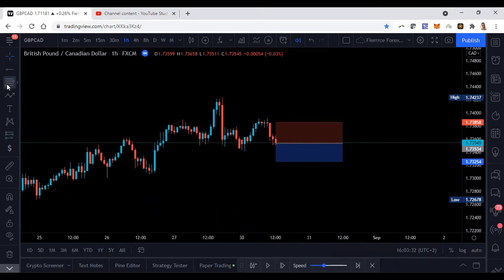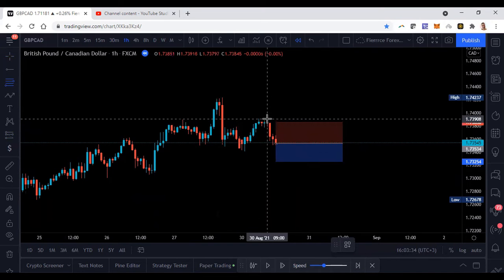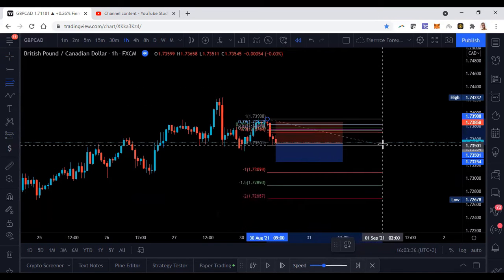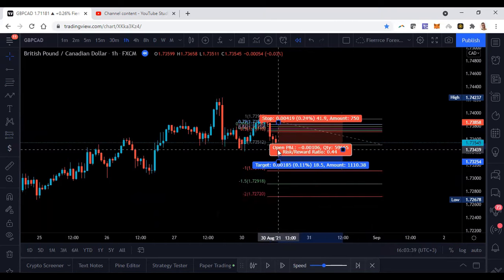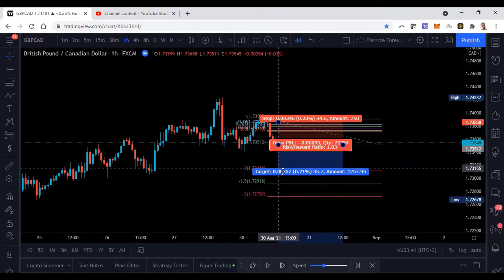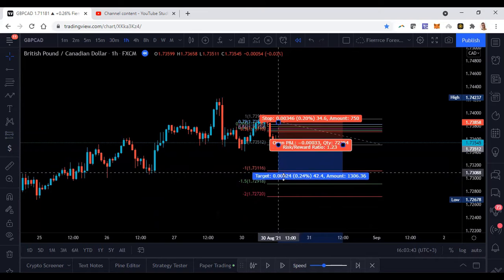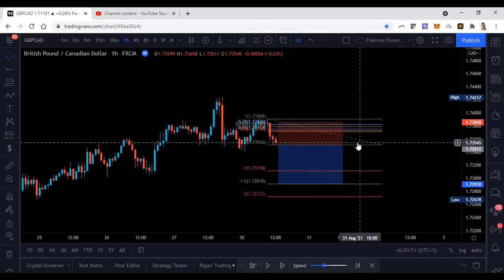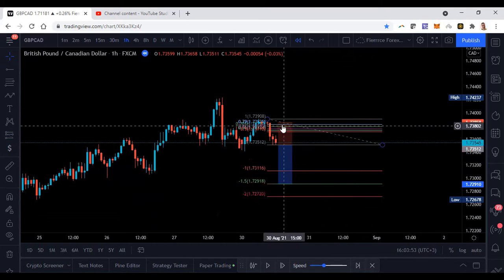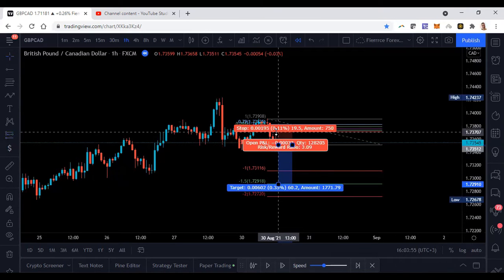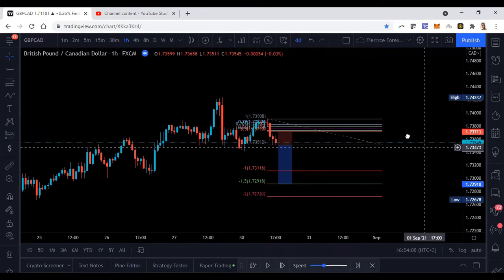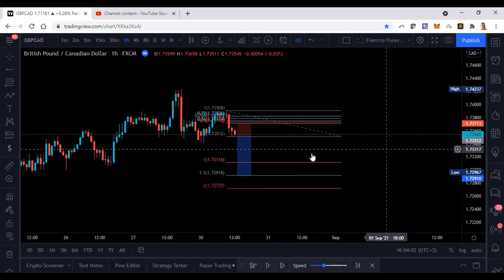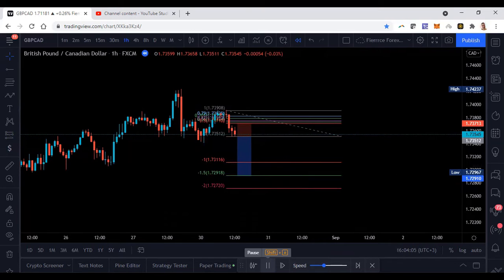So what I'm going to do is put my entry around here, and I'm going to put my take profit about here, or even here. It's about 60 pips, 40 pips. Let's see how many pips we can get here. Then I put my stop loss at about 20 pips. So then my risk reward here is about 1:3. Let's do this.